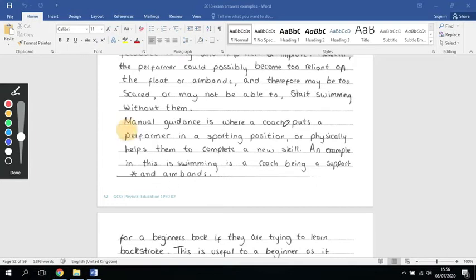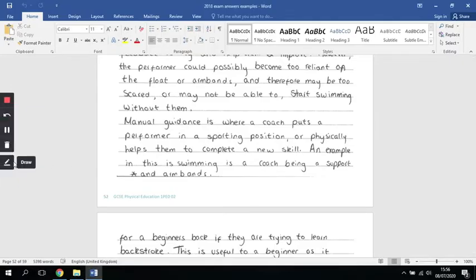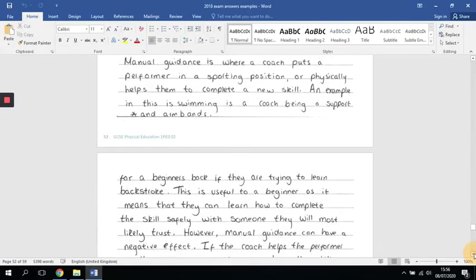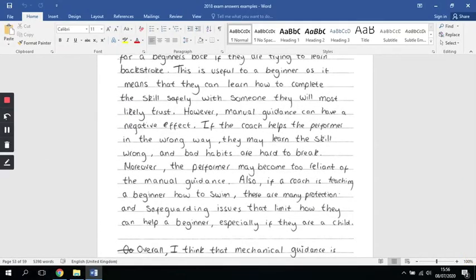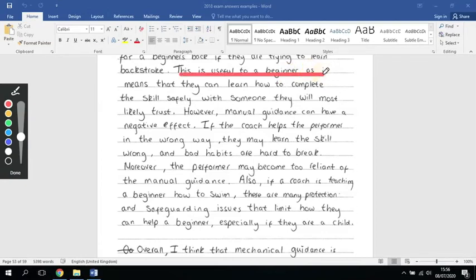So as you can see here, it's got mechanical guidance is where a coach puts a performer into a sporting position, and it helps them complete the actual skill. And there's a good example here as well. Now, as we go through this, that is your AO1 and AO2, which is similar in structure to the one you've seen above. It then goes on to mention it being useful for beginners. Again, we're going back to the start of the question where we are looking at the ability group within the sport that we've been asked to discuss.